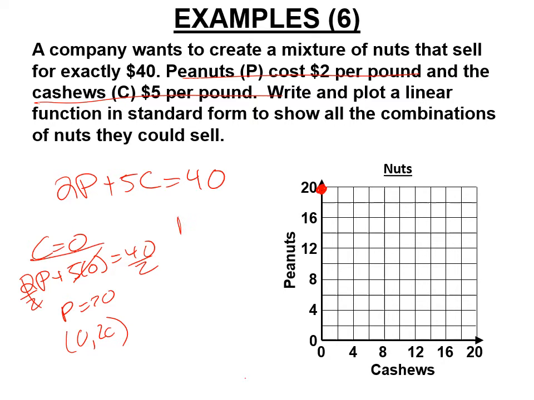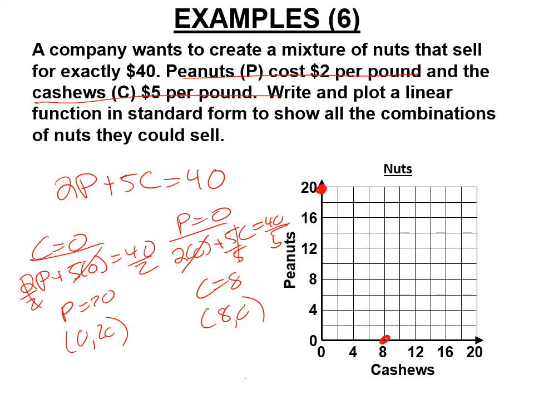When p equals 0, we get 2 times 0 plus 5 times c equals 40. Divide both sides by 5. C equals 8, because 40 divided by 5 is 8. And so that is 8 right there. Then we connect the two, and those are all the possible combinations of peanuts and cashews that add up to exactly $40. You can see right there, we could do 4 cashews and 10 peanuts and some other combinations along there.